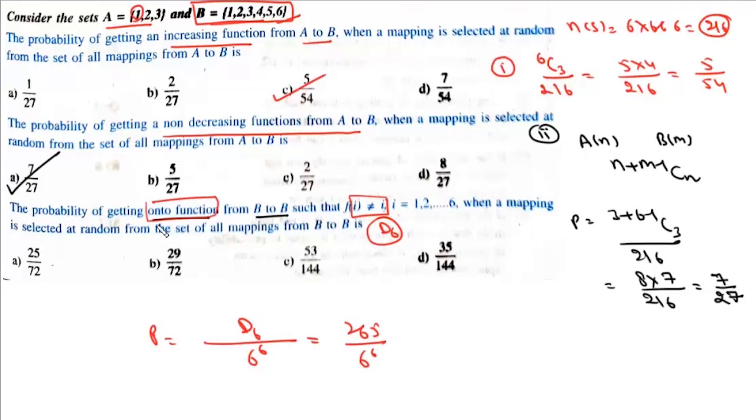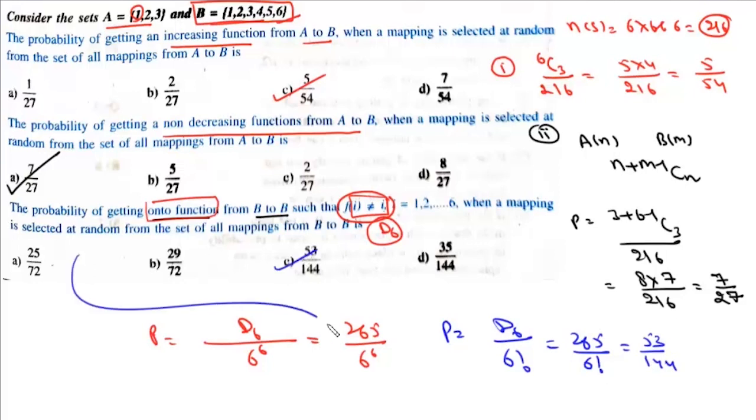But if we take this question as getting a function such that f(i) is unequal to i, given that it is an onto function, then this probability comes out as D6 over the number of onto functions from B to B, which will be simply factorial 6. So if we take D6, which is 265 upon factorial 6, we'll get this result as 53 upon 144, and that's your option C. But the way the question is given, it should be 265 upon 6 to the power 6.